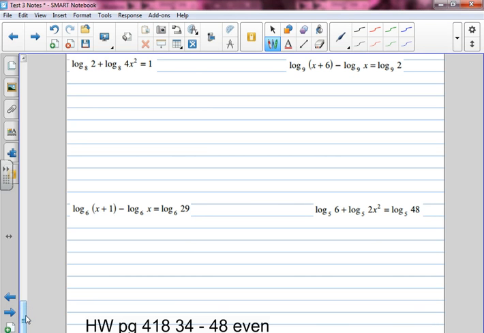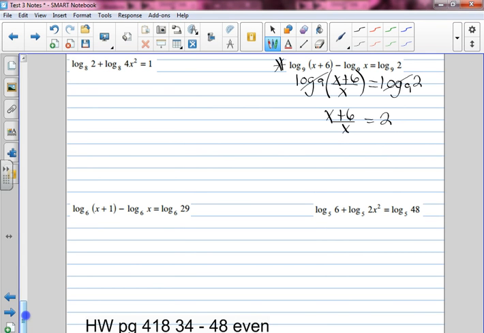I would now like to do this one. All right, I have log base 9 of x plus 6 minus log base 9 of x equals log base 9 of 2. Okay, well, I have multiple logarithms, so I have to write those as a single logarithm. Subtraction means to divide. So I have log base 9 of x plus 6 divided by x, because subtraction means to divide. Now my next step says, are there logarithms on both sides? Well, the answer to that question is yes. So they just go away. And I'm left with x plus 6 divided by x equals 2.